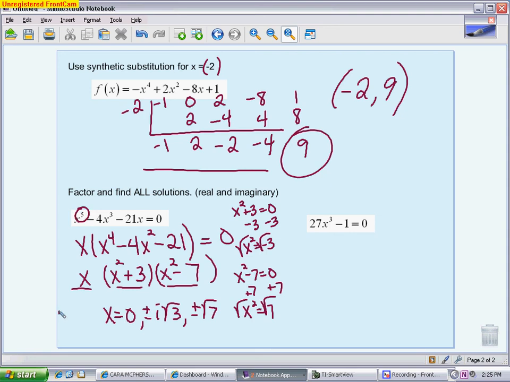This one has a 5th degree, and you'll notice that we have 1, 2, 3, 4, 5 solutions. 2 of them are imaginary, 3 of them are real.